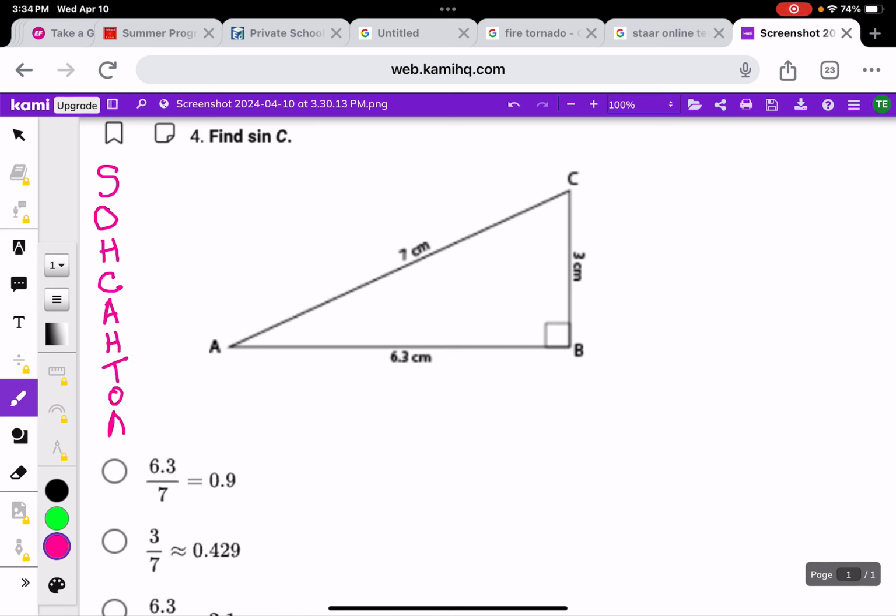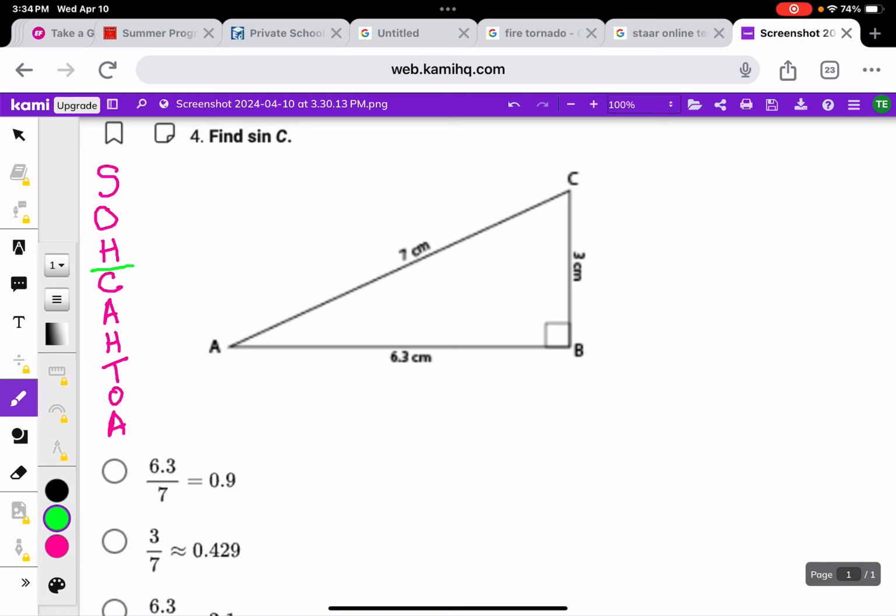SOHCAHTOA. Y'all, I've been doing this for over 25 years. I've been doing trig, and I still write it out, SOHCAHTOA. If you have to think about your teacher sitting there sucking her toe to get you to remember this, do it. Soh-cah-toa, however you want to go for it. Now, this tells us our trig ratios.